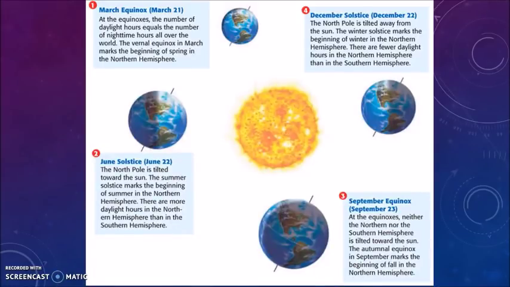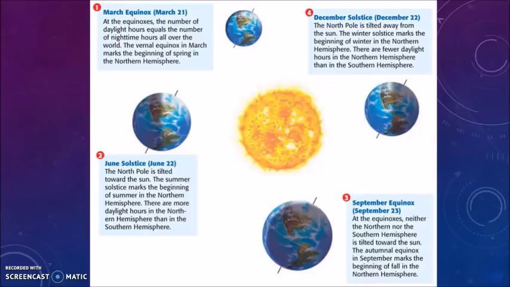So as the Earth moves around, starting here in March, we move counterclockwise and have from an equinox to a solstice, from a solstice back to an equinox back to a solstice. So in this picture, you can see here where we have the March equinox around March 21st. Now remember, the number of daylight hours is equal to the number of nighttime hours all over the world.